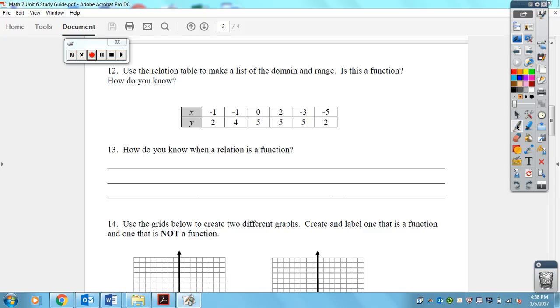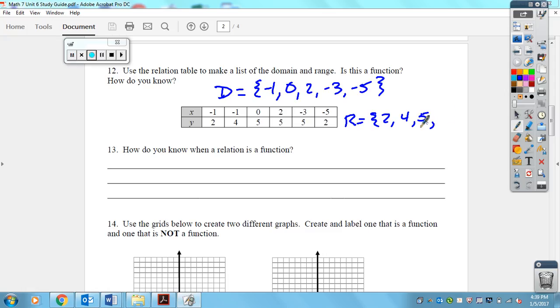Number 12, again, listing the domain and the range. Use the relation to make a list of the domain and range. The domain is all of the x's, so it's negative 1, but I see negative 1 again, so I don't list it again. 0, 2, negative 3, negative 5. The range is all of the y's, which is 2, 4, 5, and there are multiple 5s, so I'm not going to list it more than once. And another 2, I'm not going to list it more than once. Is this a function? The answer is no.